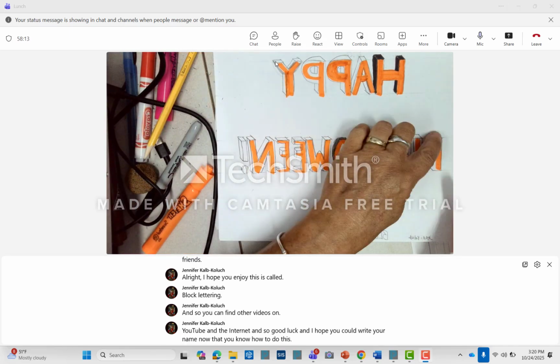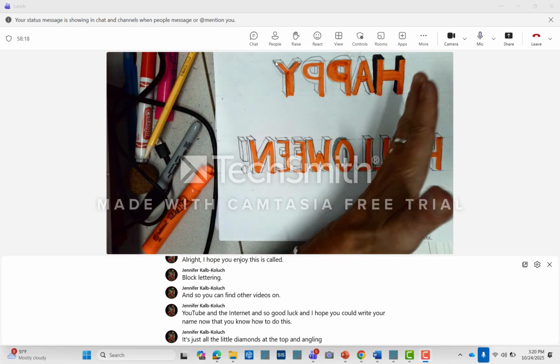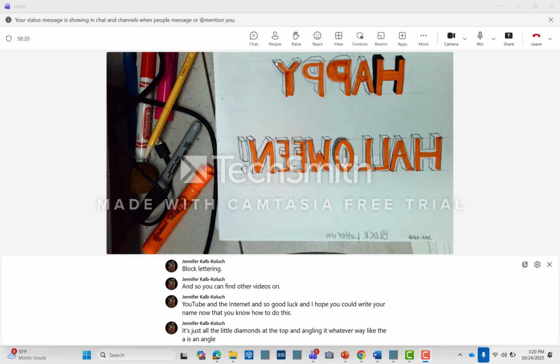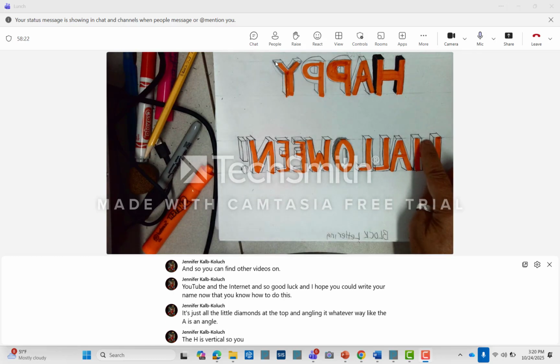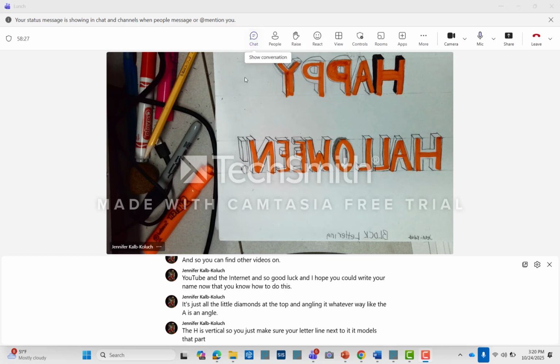It's just all the little diamonds at the top and angling it whatever way, like the A is an angle, the H is vertical, so you just make sure your letter line next to it models that part.